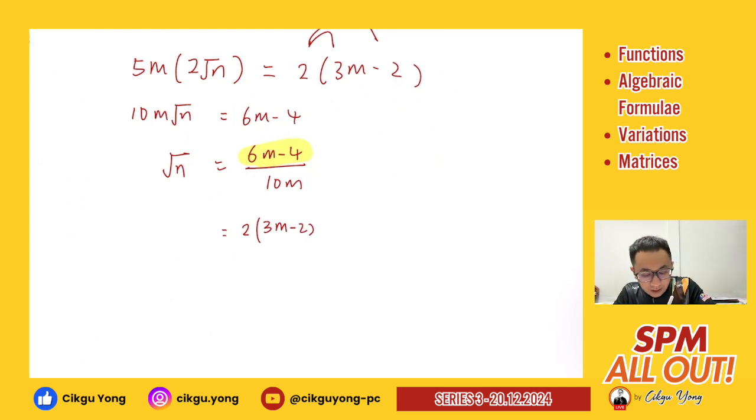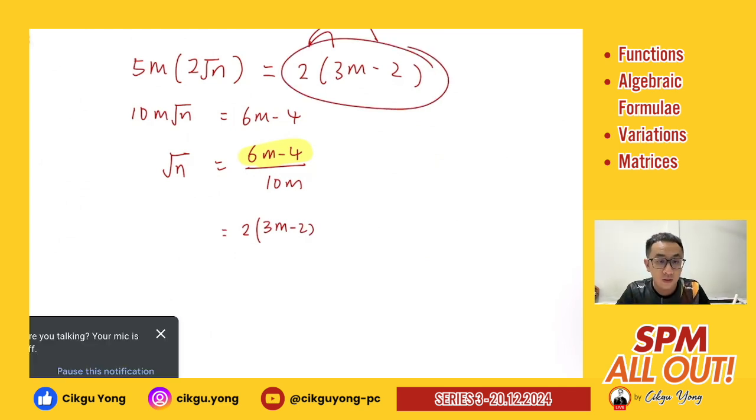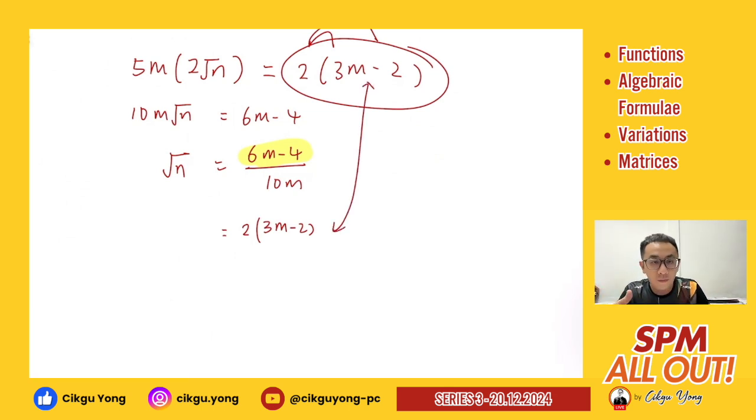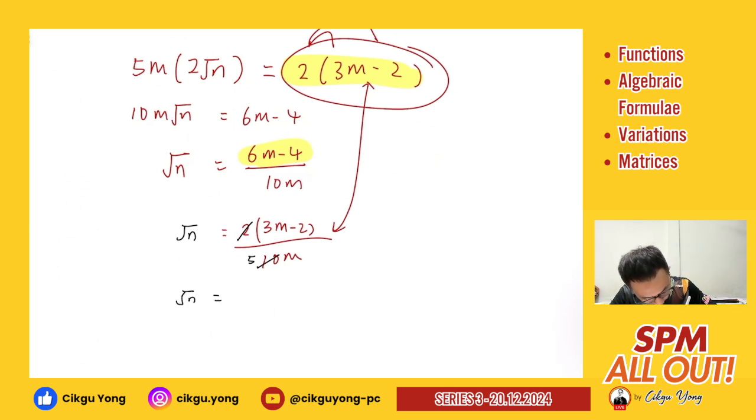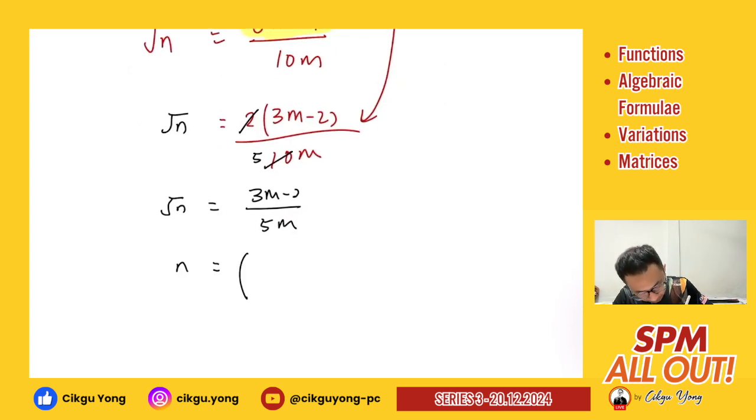Or in this case, I don't even need to multiply my 2 into it. You can see these are the same. So if you want to continue, you can just remain whatever is on top here, then directly divide by 10m. And in this case, you can simplify. So to get your square root n, you will have 3m minus 2 over 5m. The question is asking for the value of n, so from square root n to become n, you need to square everything. So generally, you should have something like this.